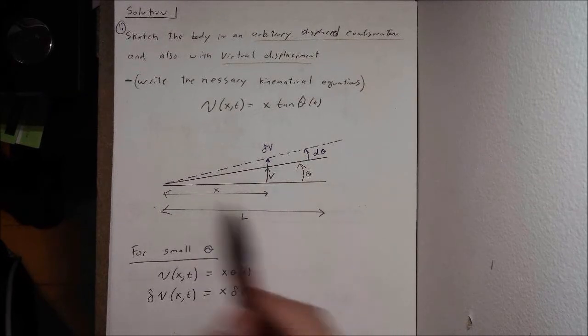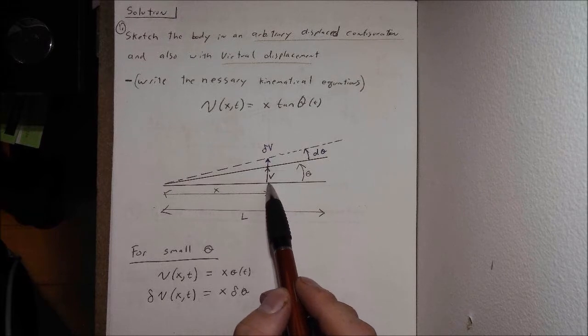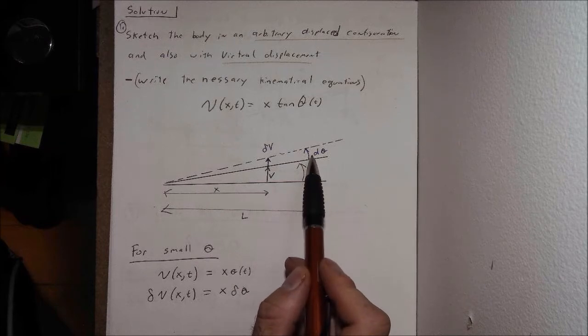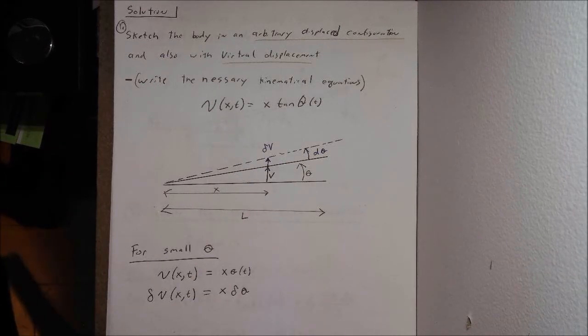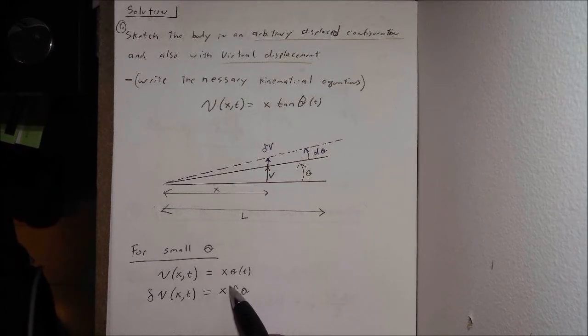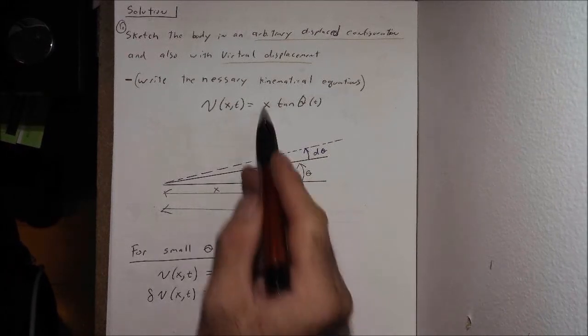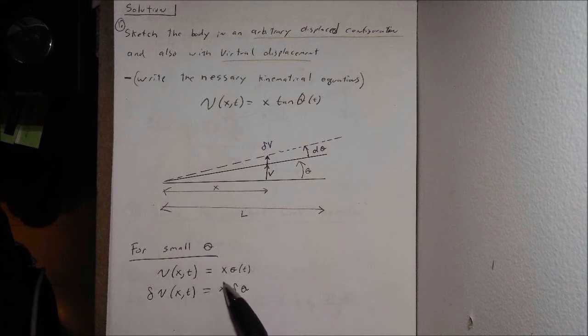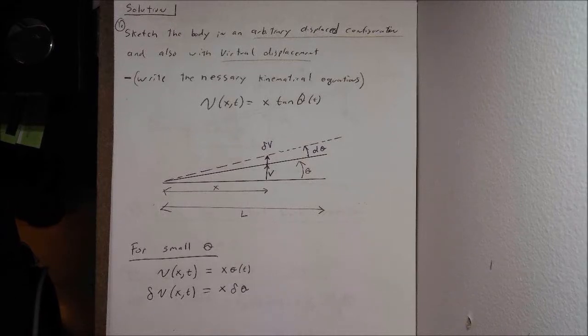We can see we have our total length L, we have this distance x, up until right here we have our v. Then we have our delta v as we go up here, a dotted line there, theta, delta theta there. v of x comma t is equal to x times the tangent of theta of t. Now, for a small theta, instead of this relationship we can do this based off our assumption: v of x comma t is equal to x times theta of t, and delta v of x comma t is equal to x delta theta. So this again is for that assumption for a small theta.